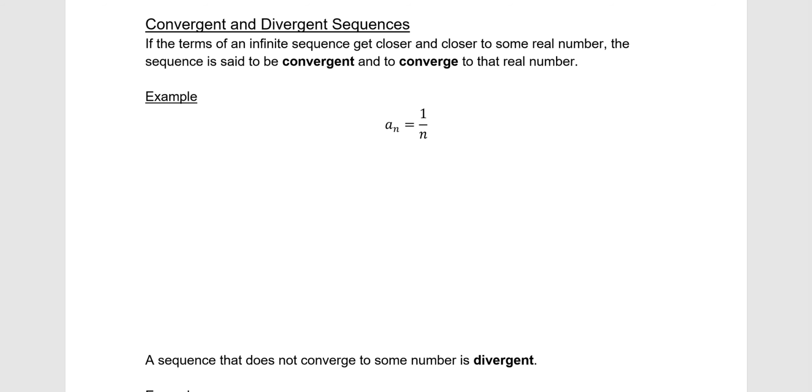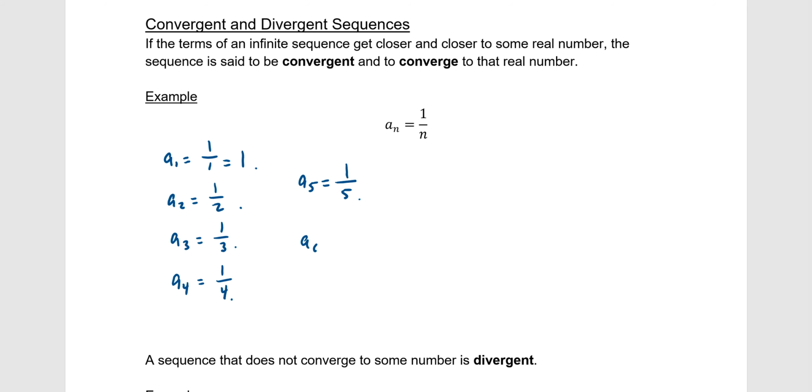For example, if we have a sub n equals 1 over n, if we wanted to find a sub 1, that would be 1 over 1, which equals 1. Just going to plug in a couple here. A sub 2 is 1 over 2. A sub 3, 1 over 3. A sub 4, 1 over 4. And just do 2 more. A sub 5 is 1 over 5, and a sub 6 is 1 over 6.